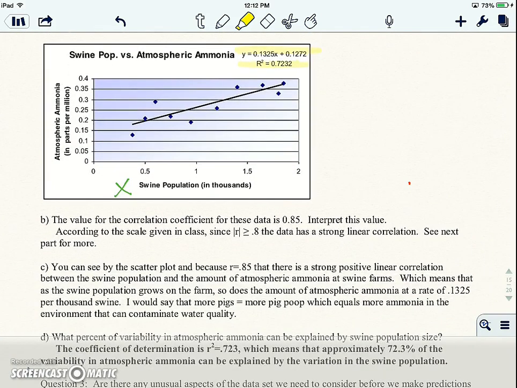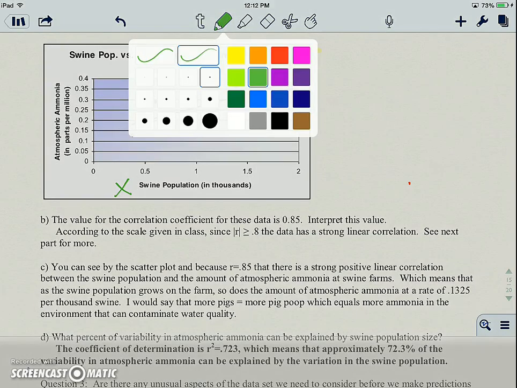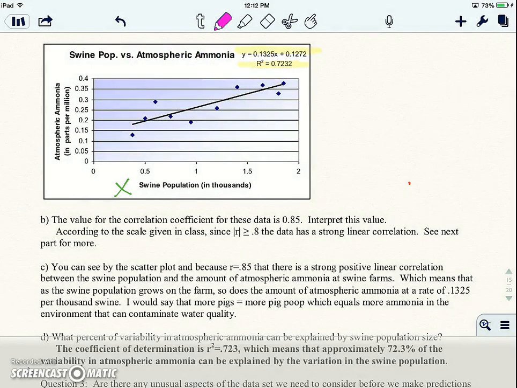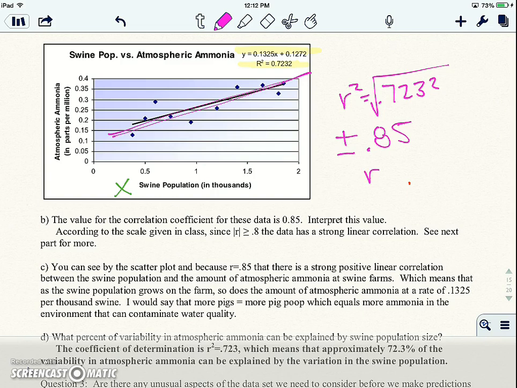The value for the correlation coefficient for this data is 0.85. Interpret this value. How do I know that it's 0.85? Well, I have an R squared of 0.7232. If I took the square root, I could get plus or minus 0.85. But R gives you the slope, so it would have to be 0.85.